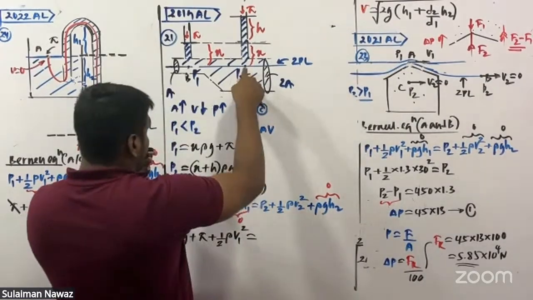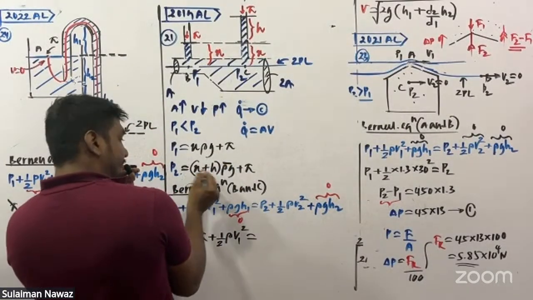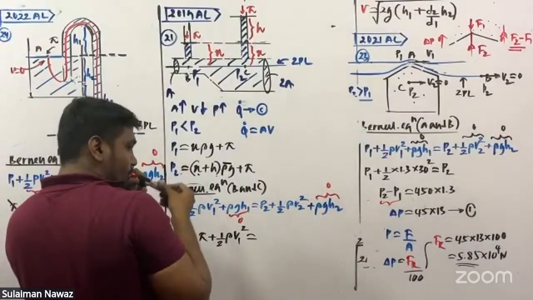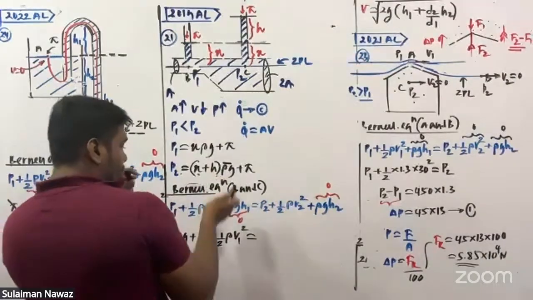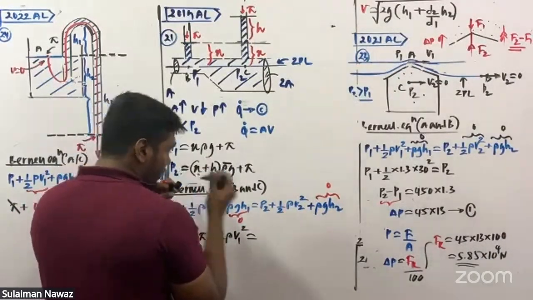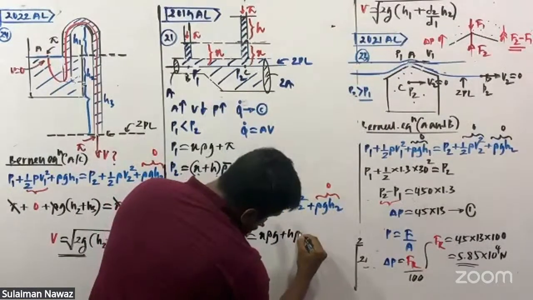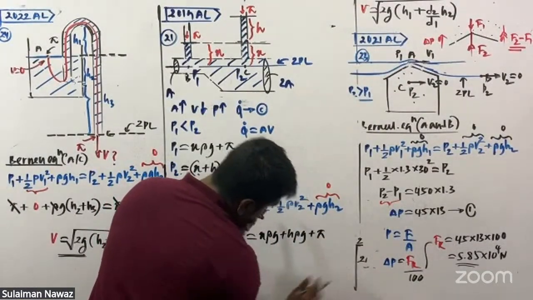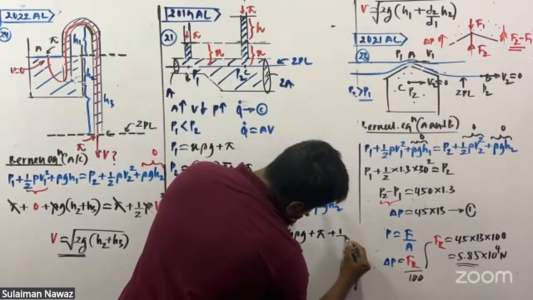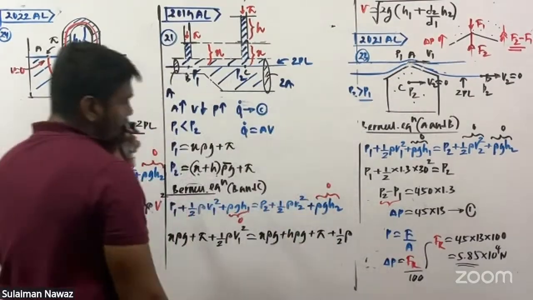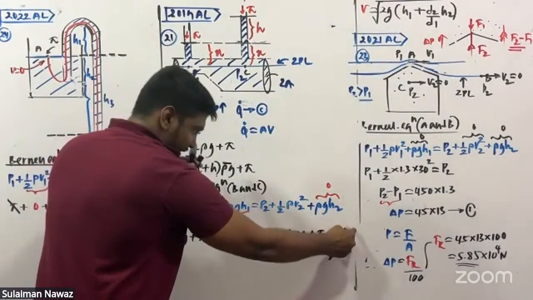Now P2 means X plus H, and I'm expanding the bracket. This rho G is common for X and H, so I can write X rho G plus H rho G plus pi, plus half rho V2 squared.